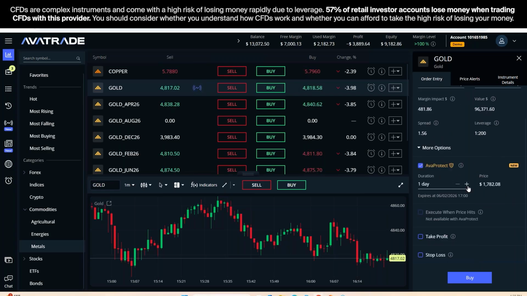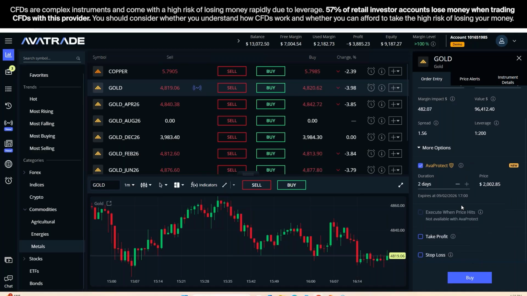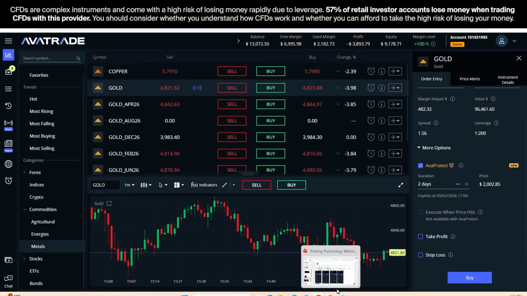You can choose the duration that you would like, and then you need to have the margin to pay for the protection, the price, and you also need to have the margin to place the order on the AVAProtect. Once you execute the order, you know that you have this protection. And what this protection gives you is, if you lose money within the duration, the money will be reimbursed automatically to your account. The money that you lost, the negative floating. But if you don't have a loss, obviously you will not be reimbursed.